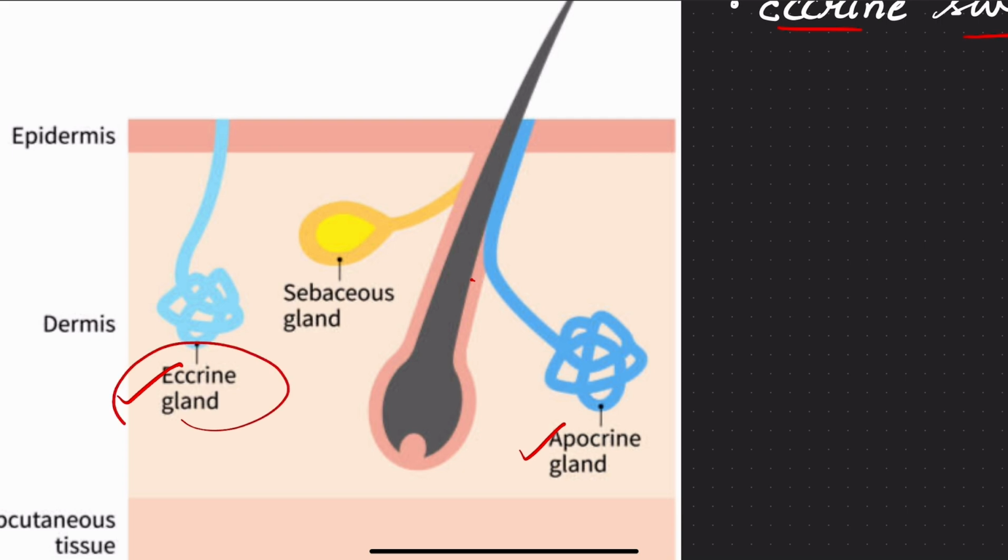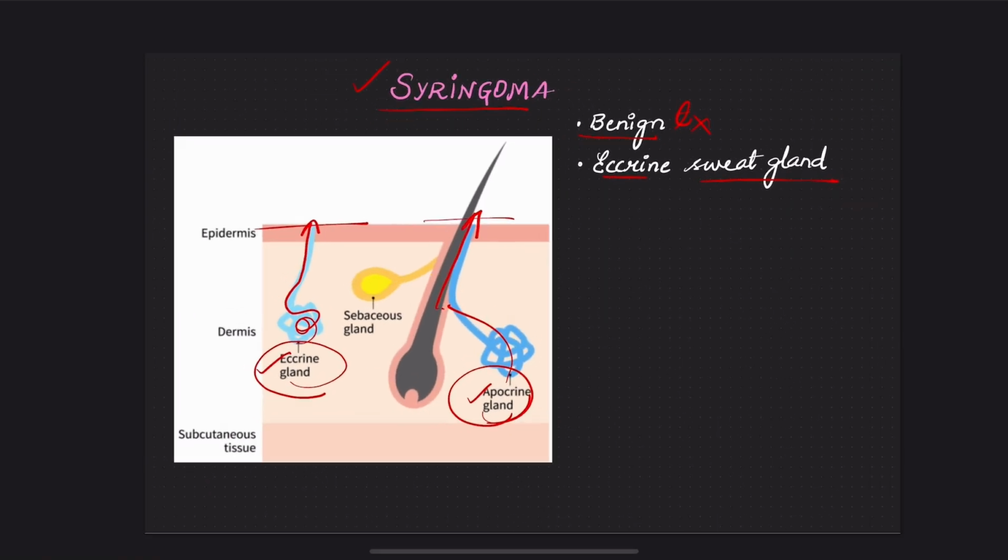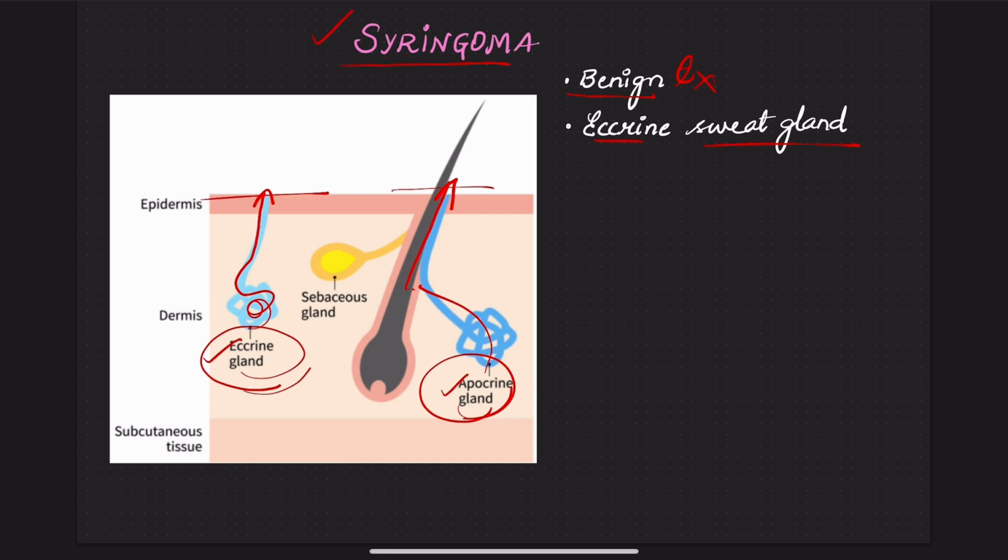In the eccrine sweat gland, the ductules open and release the secretions directly onto the skin surface, whereas apocrine glands open into the hair follicle, and ultimately these secretions reach the surface through this hair follicle. So syringoma is a benign tumor of this eccrine sweat gland.